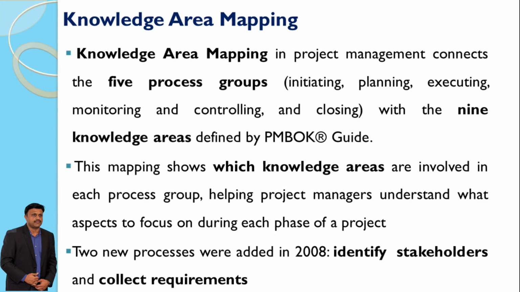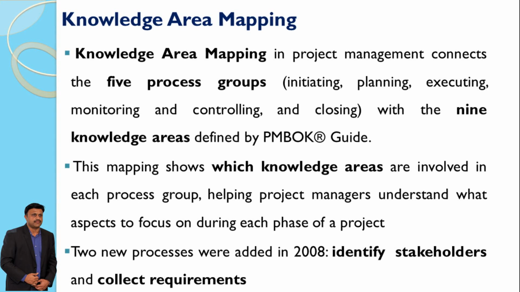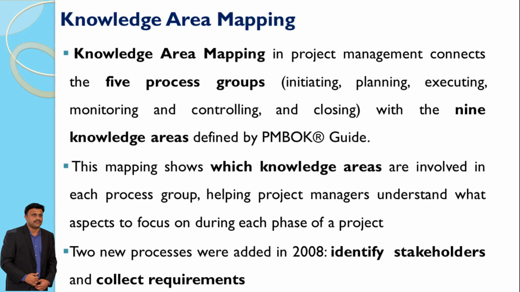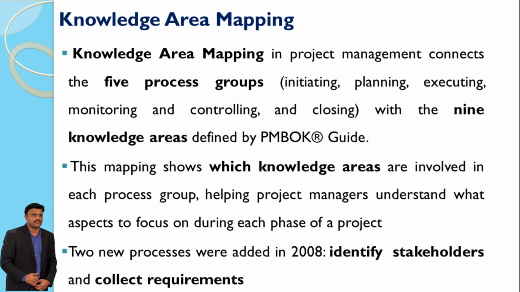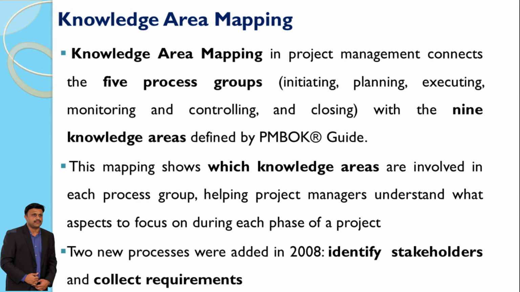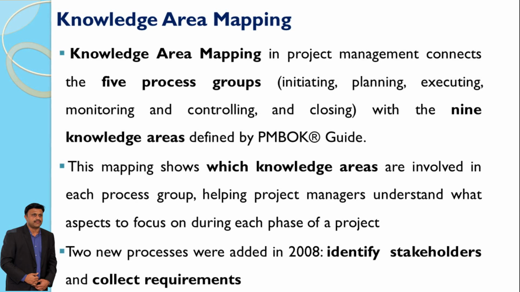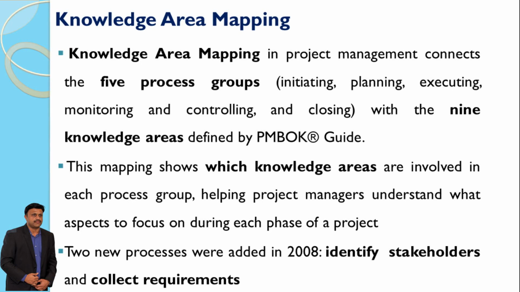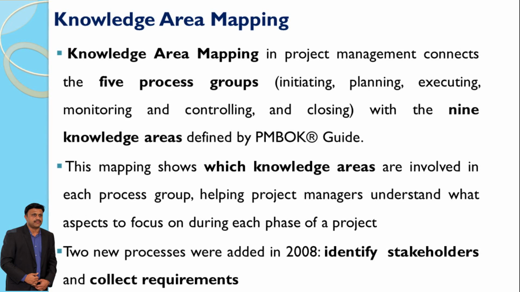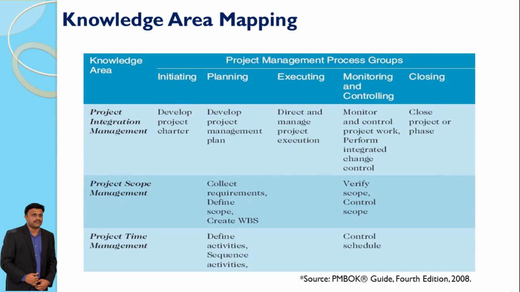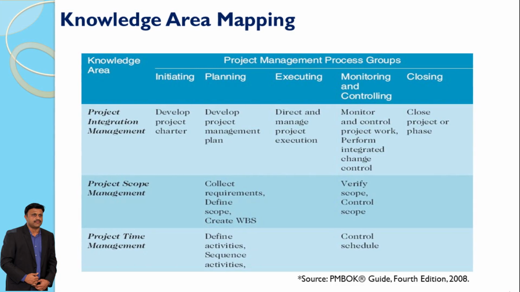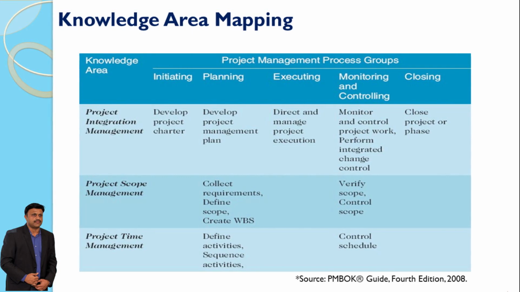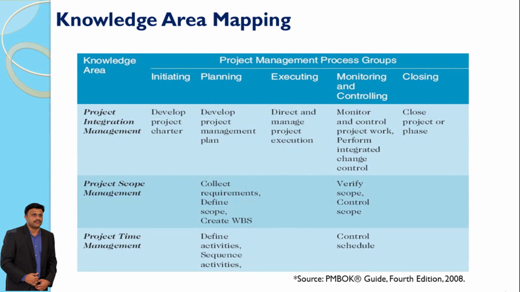Knowledge area mapping connects the 5 process groups with 9 knowledge areas, helping project managers focus on relevant aspects during each phase. In 2008, 2 new processes were added: identifying stakeholders and collecting requirements. This table illustrates how each knowledge area aligns with the project management process groups, providing a structured approach to managing projects effectively.